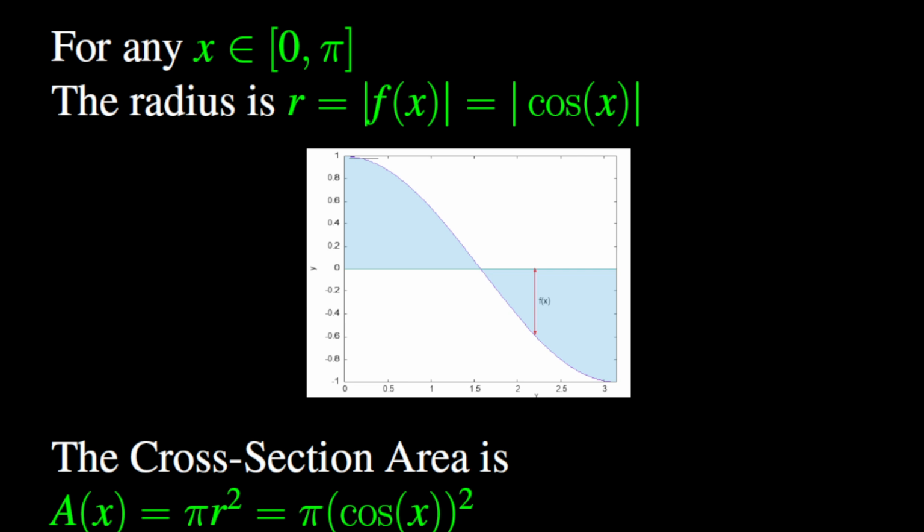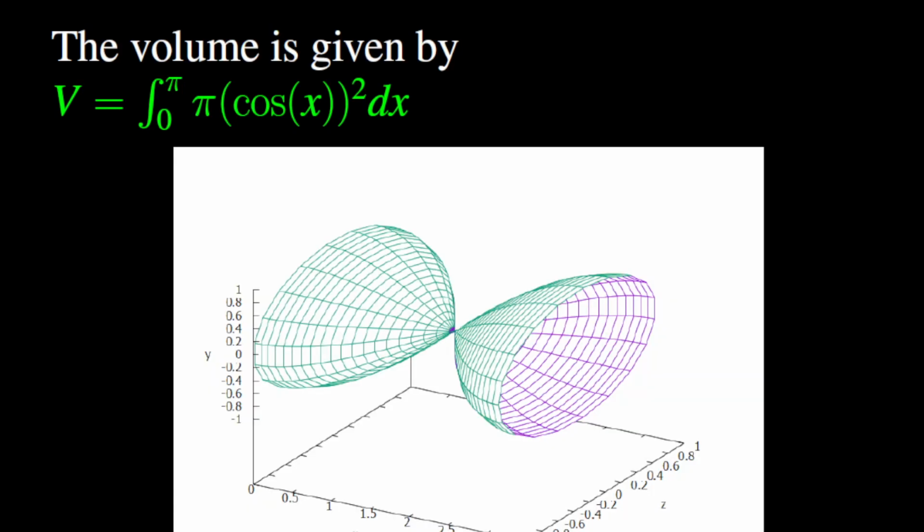The cross-section area of the disk is given by the formula A of x, which equals pi times the square of the radius. In this case, the radius is the absolute value of f of x, which is the absolute value of cosine of x.